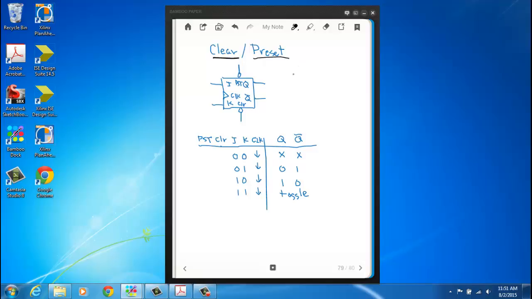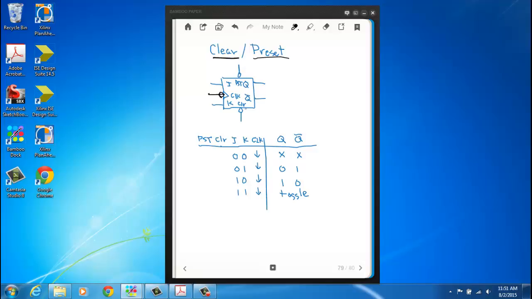So I think the best way to, actually I forgot to put this here. Okay, so that's our symbol for the JK along with the clear and preset. Now, if you see a little bubble, and actually I forgot to put the bubble on the clock input because this is negative edge, like we saw before.